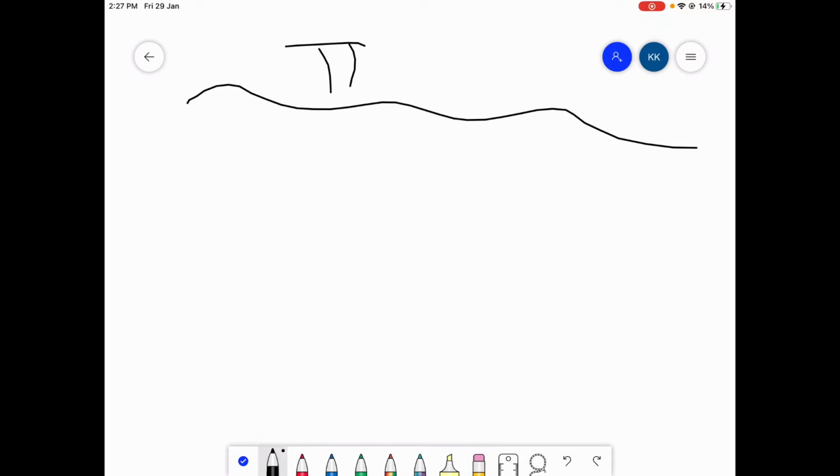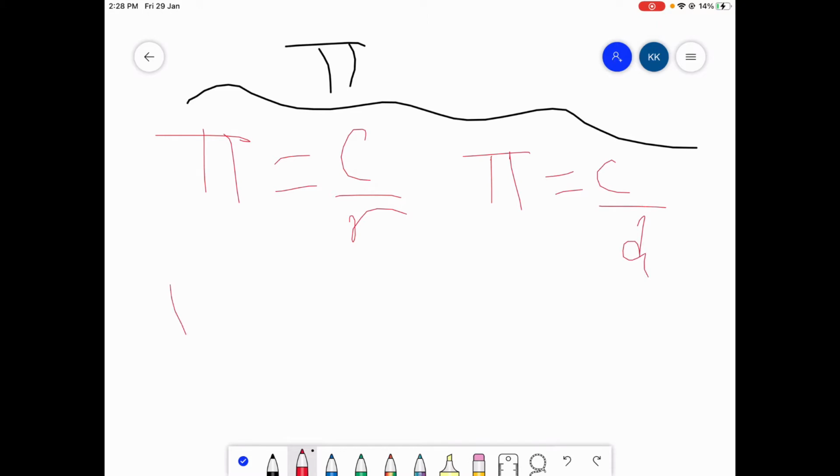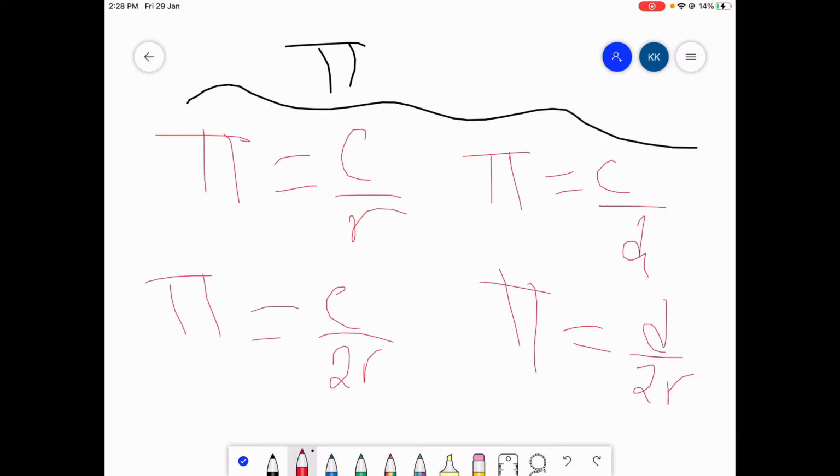So let's make some notes. Pi equals C over R. Let's say pi equals C over D. Let's say pi equals C over 2R. Let's say pi equals D over 2R also. So which here is the correct formula?